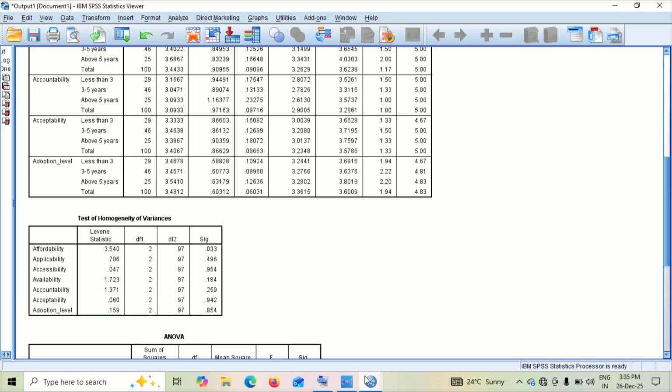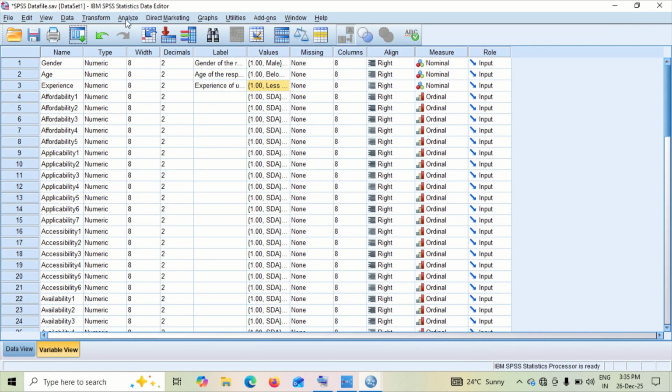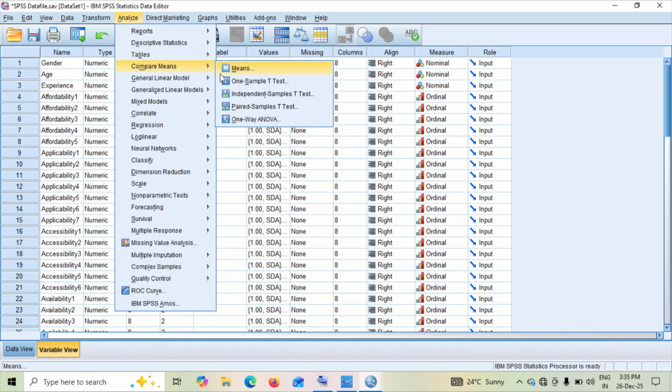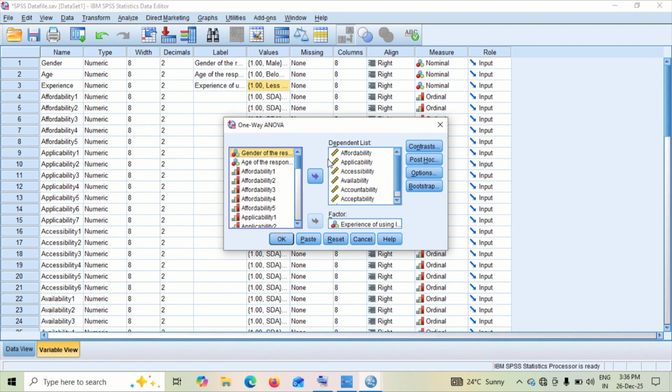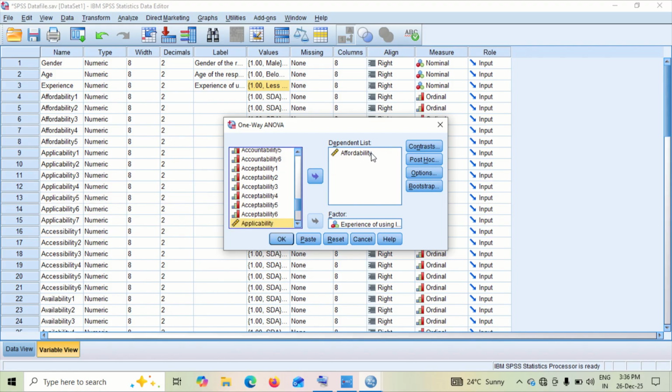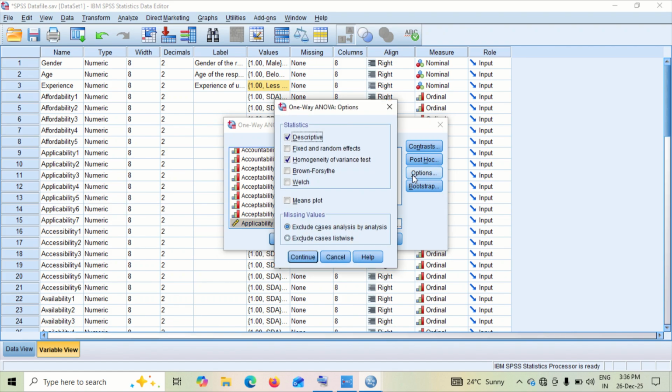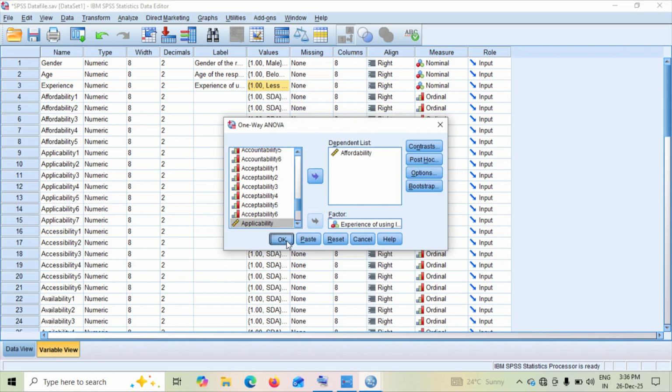Therefore, we have to look at the options: analyze, compare means, one-way ANOVA. Select only the first dimension and deselect all others. Then move it into the right side. Here we can see that affordability is the only variable in the dependent list. Then from the options, we had already ticked descriptives, so untick it. Then homogeneity of variance should be unticked. Then select only the Welch test. Thereafter continue and OK.